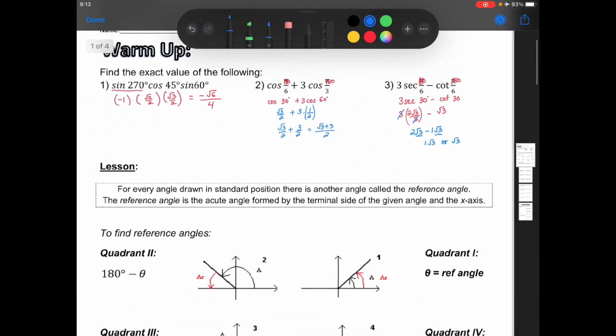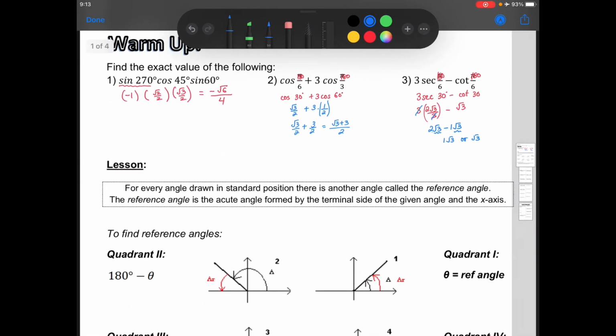That was your lesson 4. So let's get started with today's lesson. For every angle drawn in standard position, there's another angle called the reference angle. The reference angle is an acute angle. Acute means what? It's less than 90 degrees. Formed by the terminal side of the given angle and the x-axis.